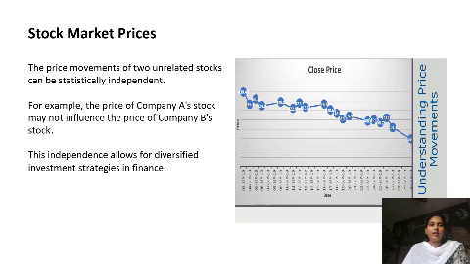Another example of a statistically independent process: stock market prices. The price movements of two unrelated stocks can be statistically independent. For example, the price of company A's stock may not influence the price of company B's stock. This independence allows for diversified investment strategies in finance.